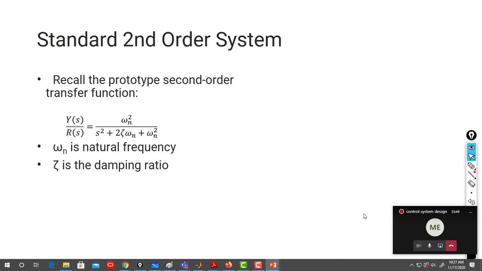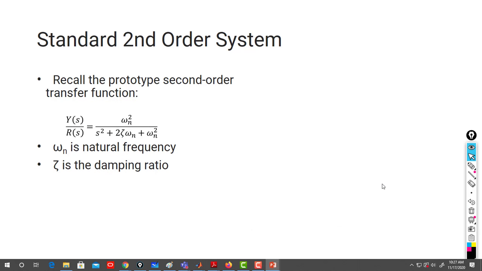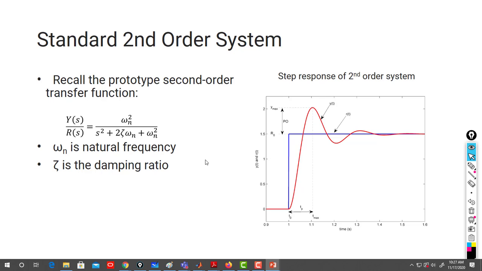Yes. So proportional control design. This is a standard second order system. Omega n is the natural frequency, zeta is the damping ratio. That's the percent overshoot, and this is the peak time. All right, that's the response, that's the reference. In blue is the reference.